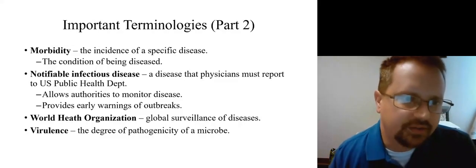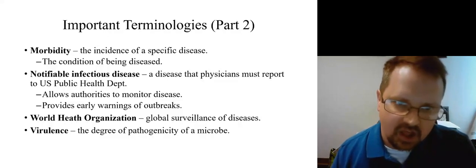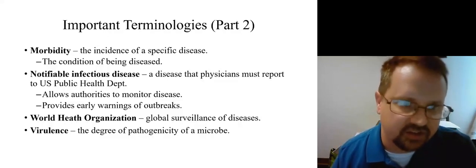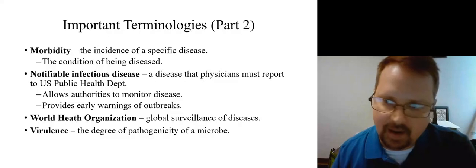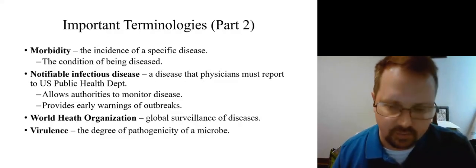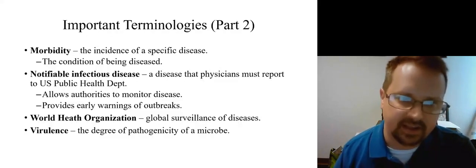Now, there are some things I like about, like morbidity. That's actually the incidence of disease. How many people have the disease? What's the morbidity? Morbidity is how many people have it. Mortality is how many people die.